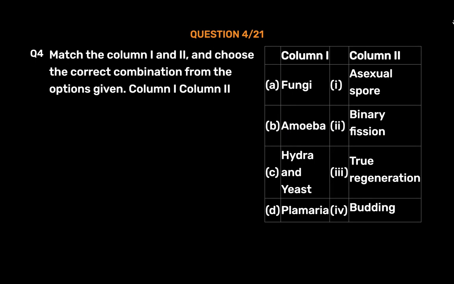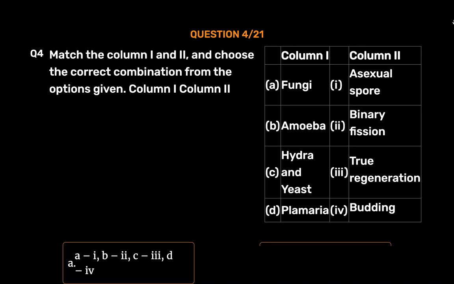Question number 4. Match the column 1 and 2 and choose the correct combination from the options given. Column I. Column 2. A. Fungi. 1. Asexual spore. B. Amoeba. 2. Binary fission. C. Hydra and yeast. 3. True regeneration. D. Plumeria. 4. Budding. Option A. A 1. B 2. C 3. D 4.